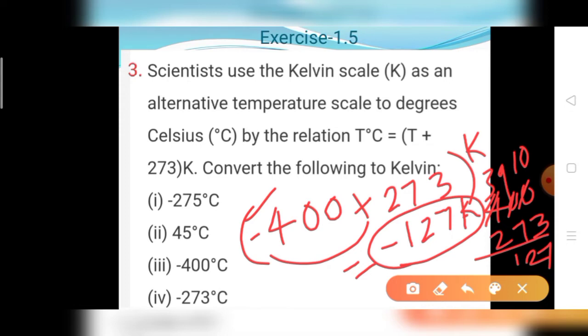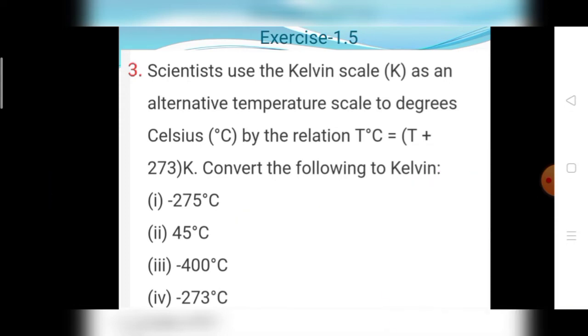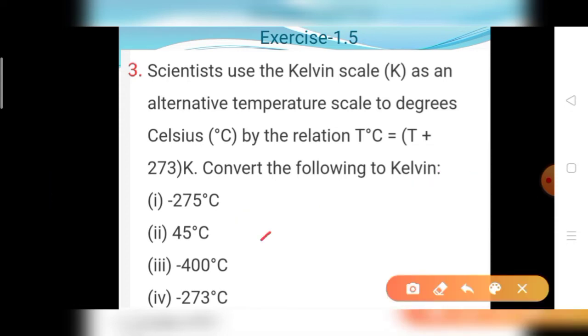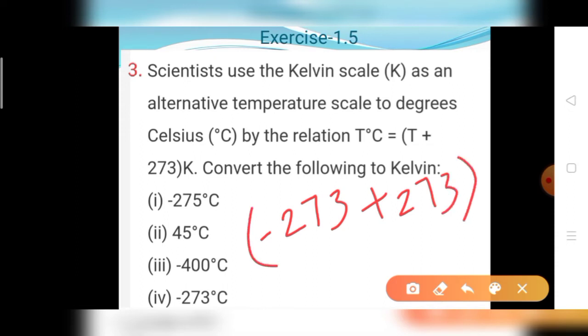K means Kelvin. The next one, fourth subdivision: minus 273 plus 273 into K. The two symbols are different, so we subtract. Minus 273 plus 273 gives an answer of 0. Fourth answer is 0 Kelvin.